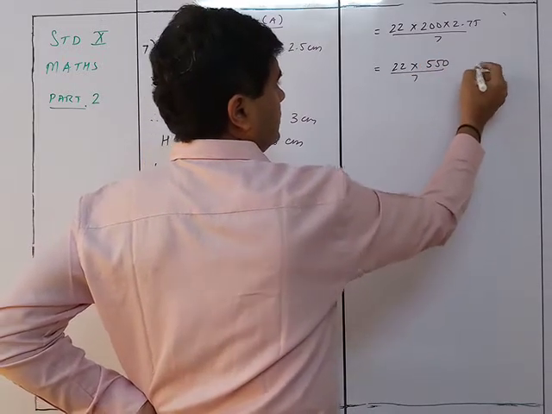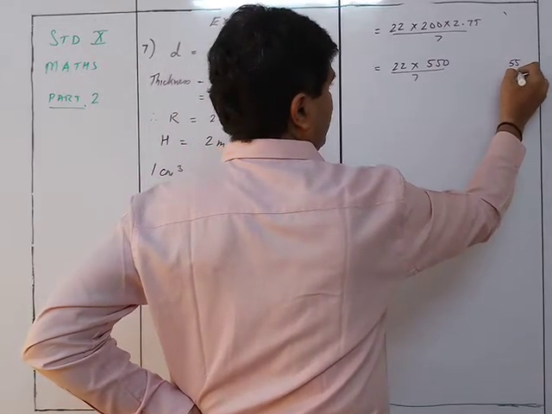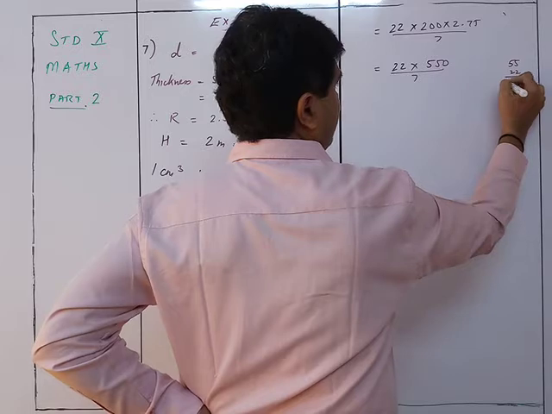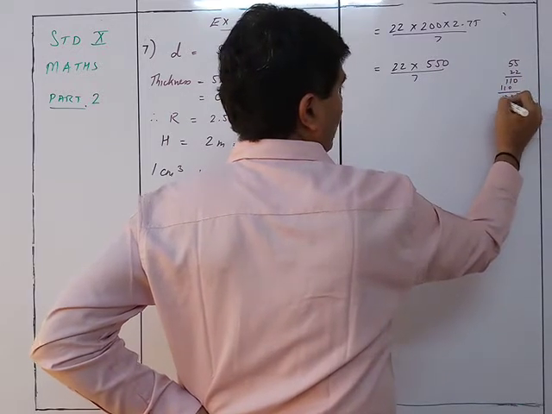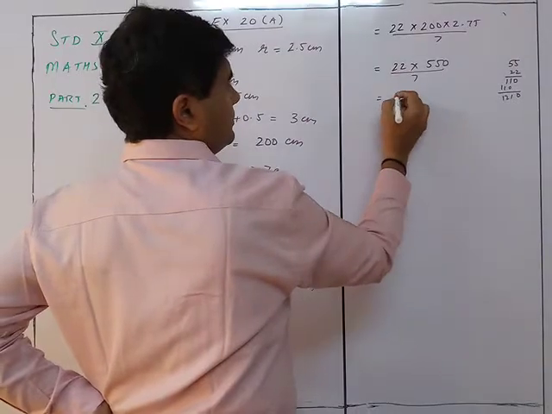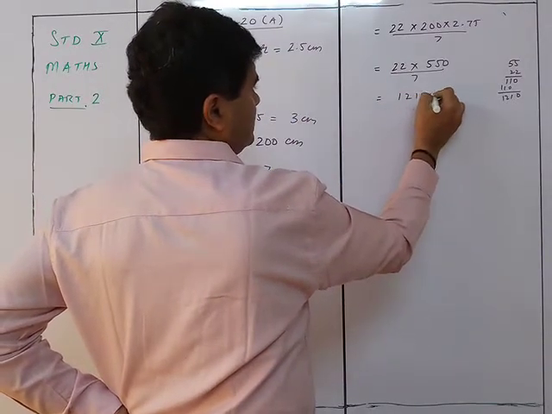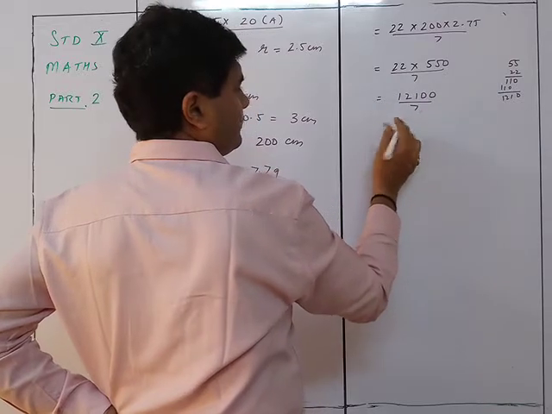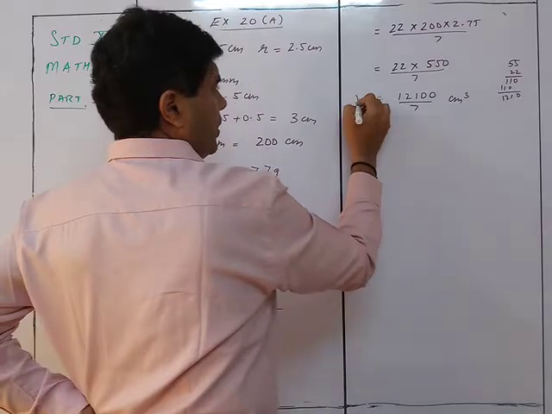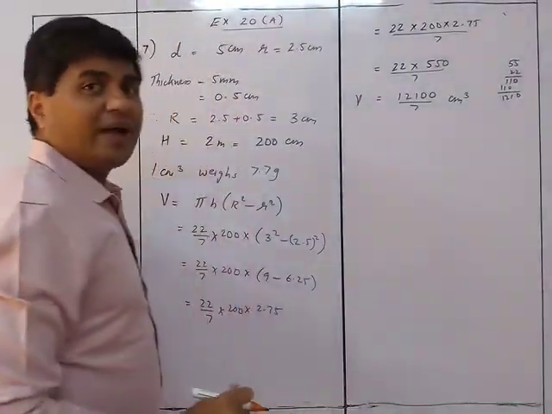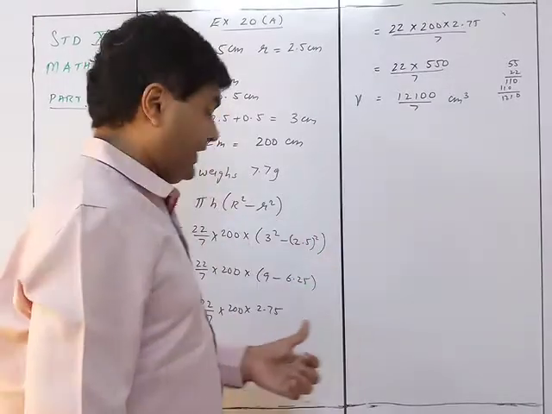upon 7. So that will be 55 into 22, which is 1210, so it will be 12100 upon 7. This is the volume in centimeter cube. If they had asked us the volume, then I might have to take it in decimal points, but they have asked me the weight.